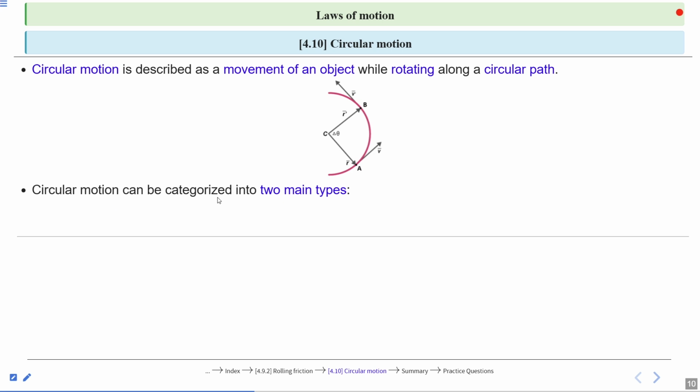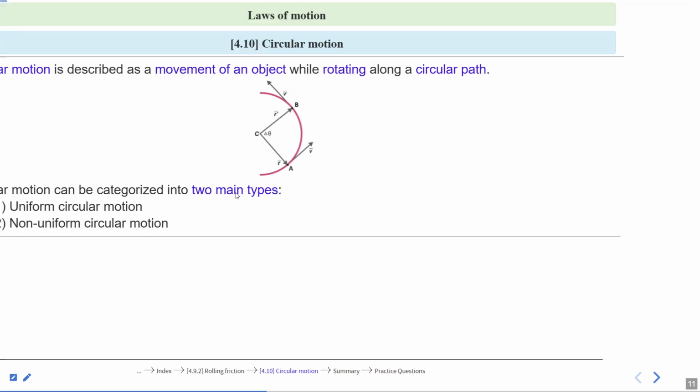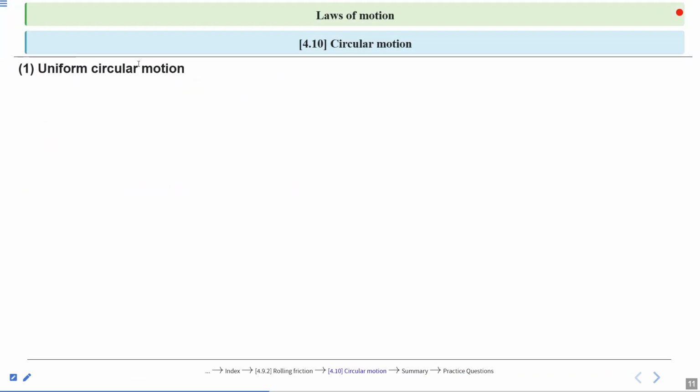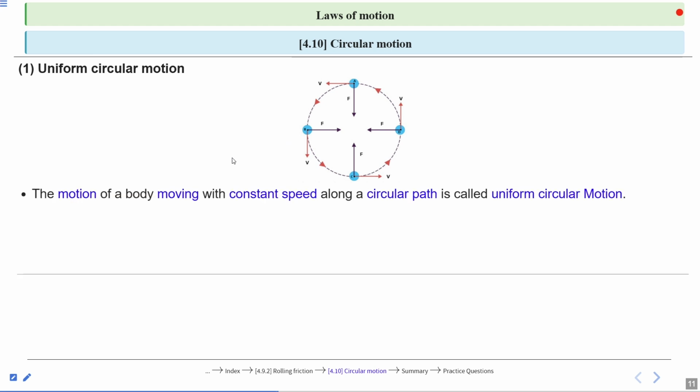Circular motion can be categorized into two main types. First, uniform circular motion. Second, non-uniform circular motion. We will learn each one by one. So first is uniform circular motion. The motion of a body moving with constant speed and along a circular path is called uniform circular motion.